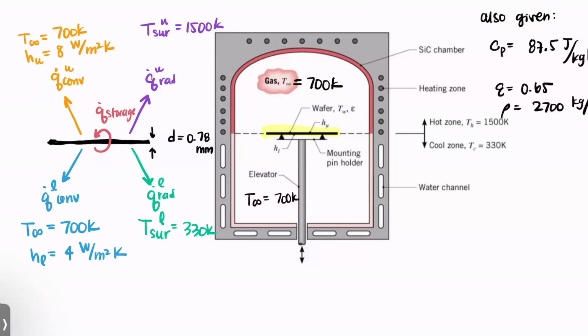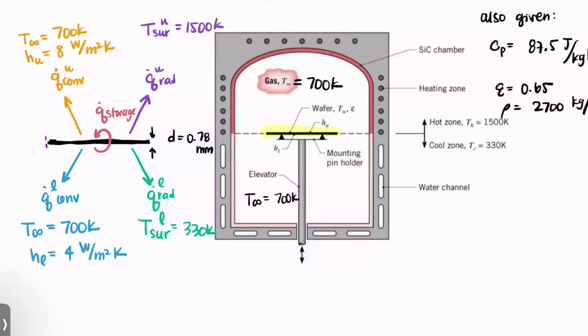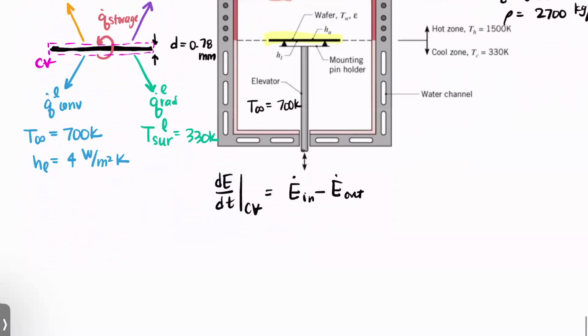Okay, so let's do our analysis over, I need another color. Okay, so this is going to be our control volume that we're going to do our analysis over. So I'm going to write our energy equation. So we have dE dt of our control volume is going to equal E dot in minus E dot out. All right. And we know the left-hand side is Q dot storage.